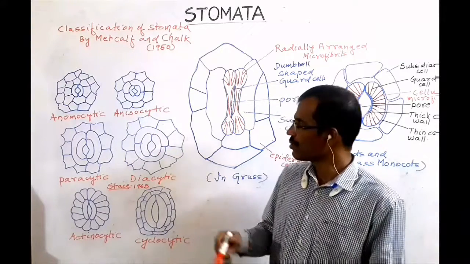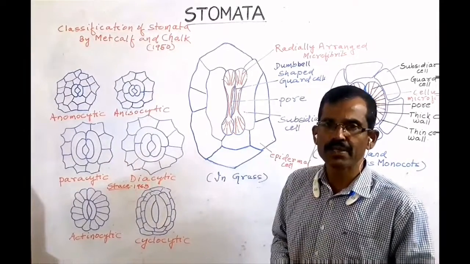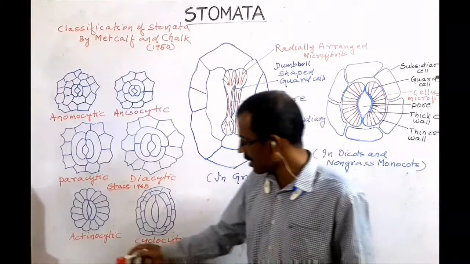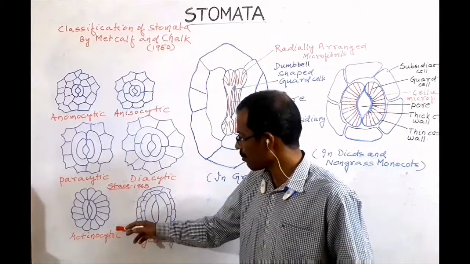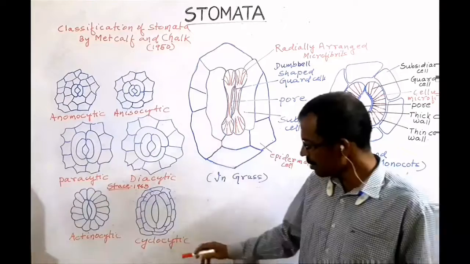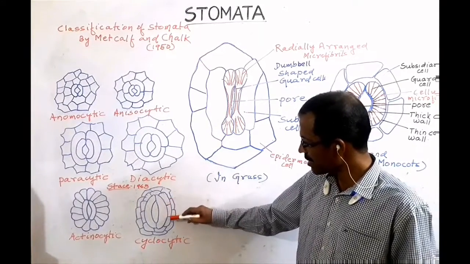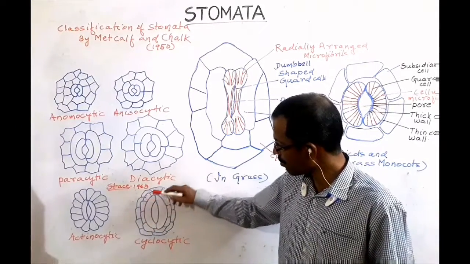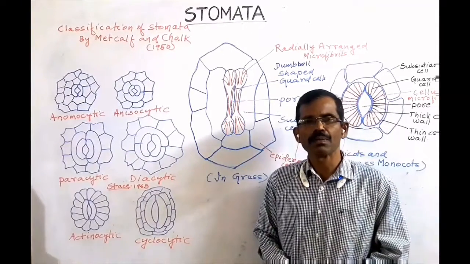In addition to these 4 types of stomata, 2 additional types have been recognized by Stace. One is actinocytic. In actinocytic type of stomata, the subsidiary cells are radially elongated, whereas in cyclocytic type, the subsidiary cells are arranged around the guard cell in the form of closed rings. This is about different types of stomata.